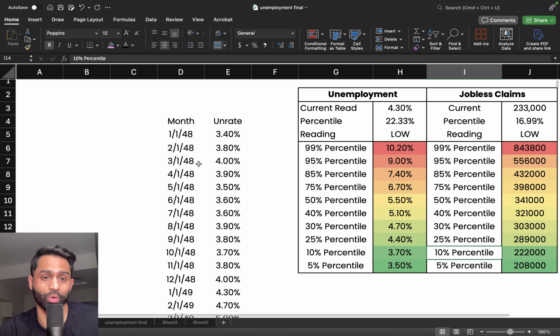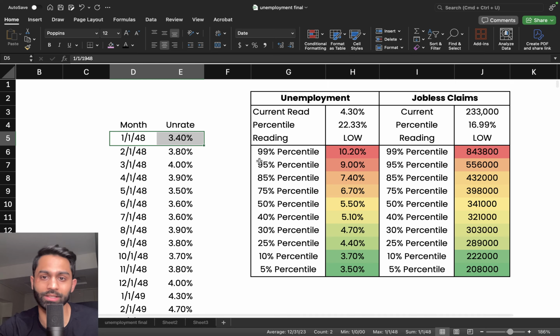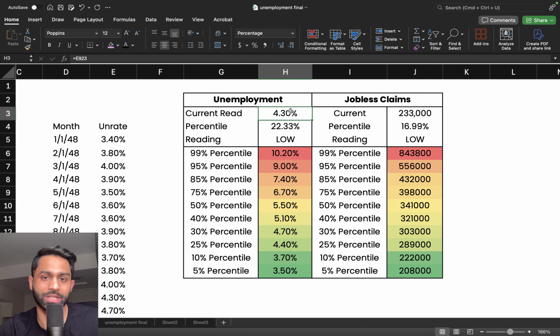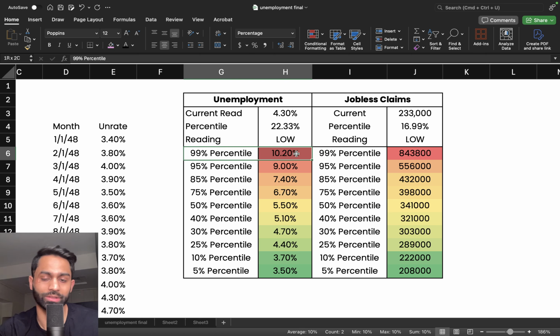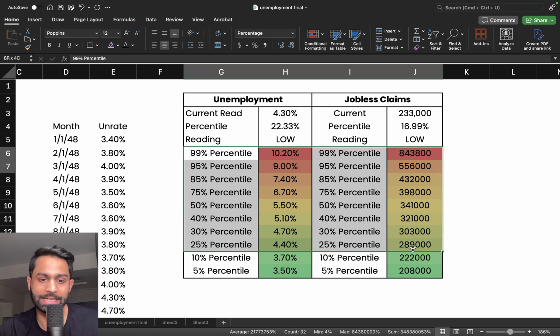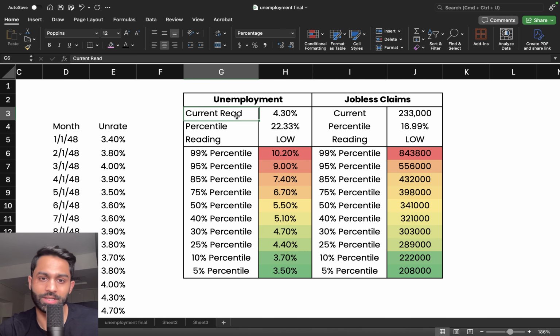I went back to unemployment as far as 1948, so going back several decades worth of data, and the current unemployment reading is 4.3%. Current jobless claims numbers, which we got yesterday at 233,000, and going back over several decades, I was able to figure out the 99th percentile for both the unemployment rate and the jobless claims, as well as the 5th percentile for the unemployment rate and the jobless claims, and everything in between. And right now, as it stands, with the current reading of unemployment at 4.3, we are in the 22nd percentile. So that is still a low reading.